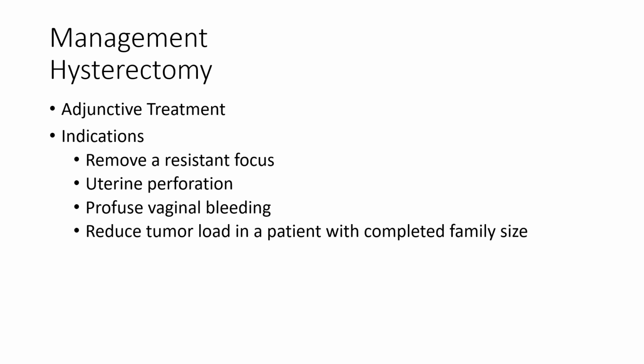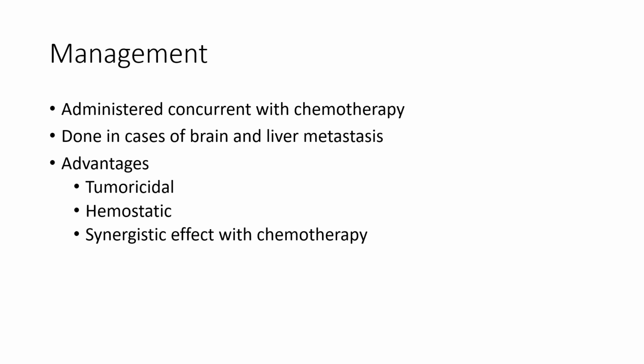Hysterectomy is an adjunctive treatment, and indications would be to remove a resistant focus, if there's uterine perforation, if there's profuse vaginal bleeding, and to reduce tumor load in a patient with completed family size. Radiotherapy is administered concurrent with chemotherapy and done in cases of brain and liver metastasis. Advantages would be that it is tumoricidal and hemostatic and has a synergistic effect with your chemotherapy.